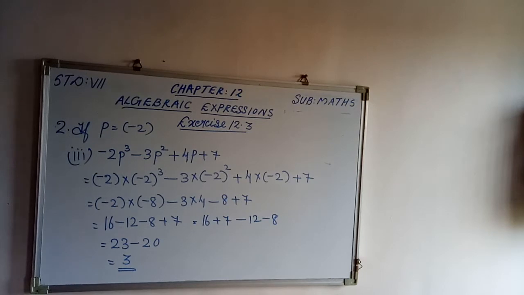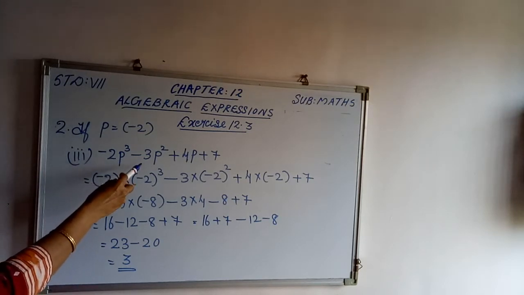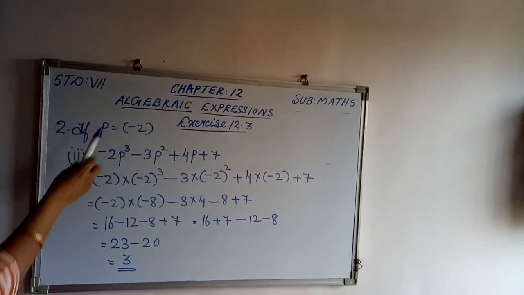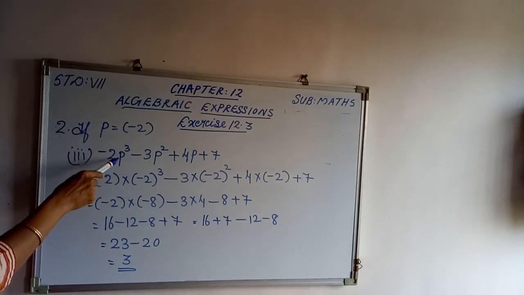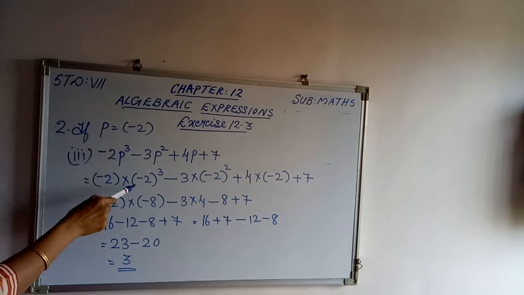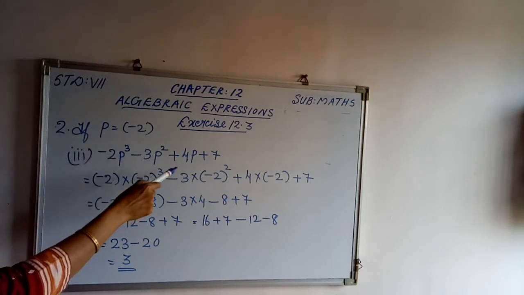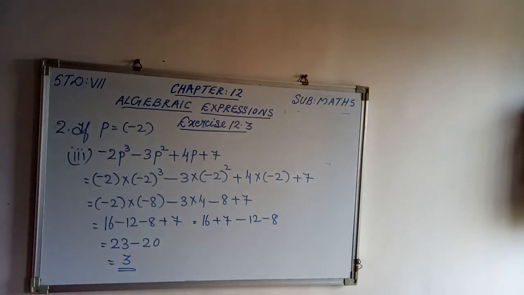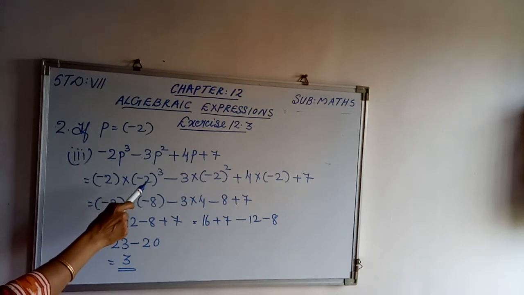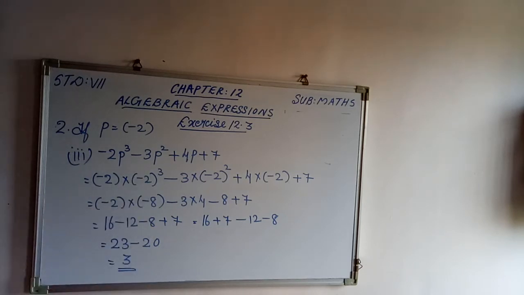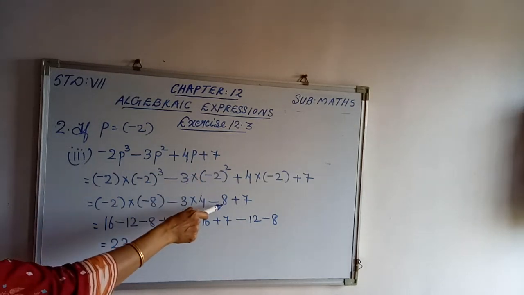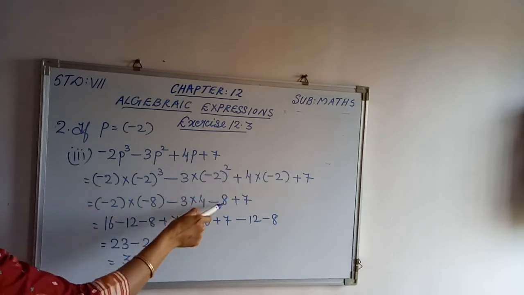Third one, minus 2p cube minus 3p square plus 4p plus 7. p is equal to minus 2. Here, in place of p, substitute minus 2. Minus 2 into minus 2 the whole cube minus 3 into minus 2 the whole square plus 4 into minus 2 plus 7. Then minus 2 multiplied by minus 2 the whole cube means minus 8. Then minus 3 into minus 2 the whole square, 4. Minus 8 plus 7. 4 into minus 2, minus 8.